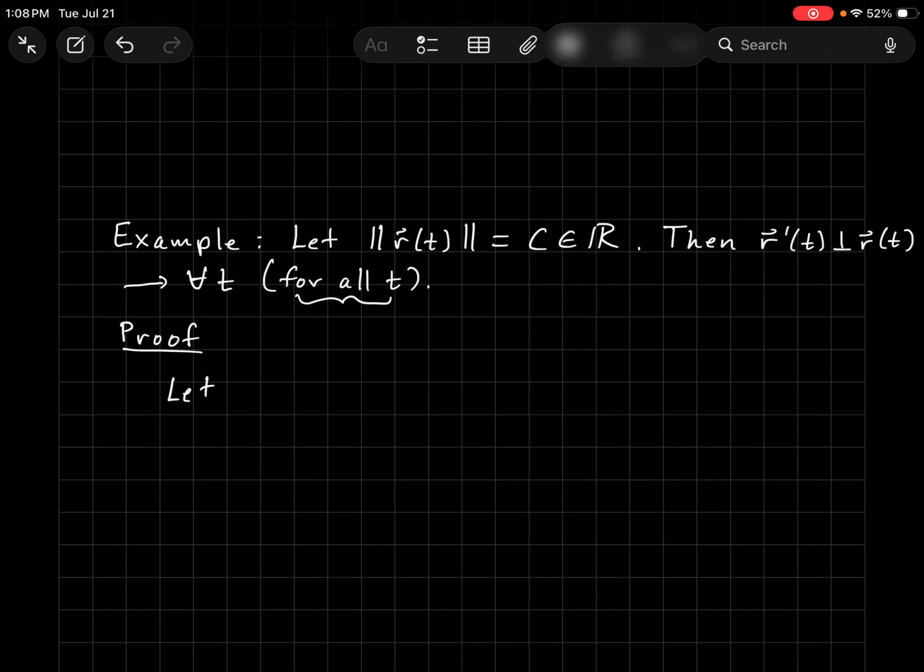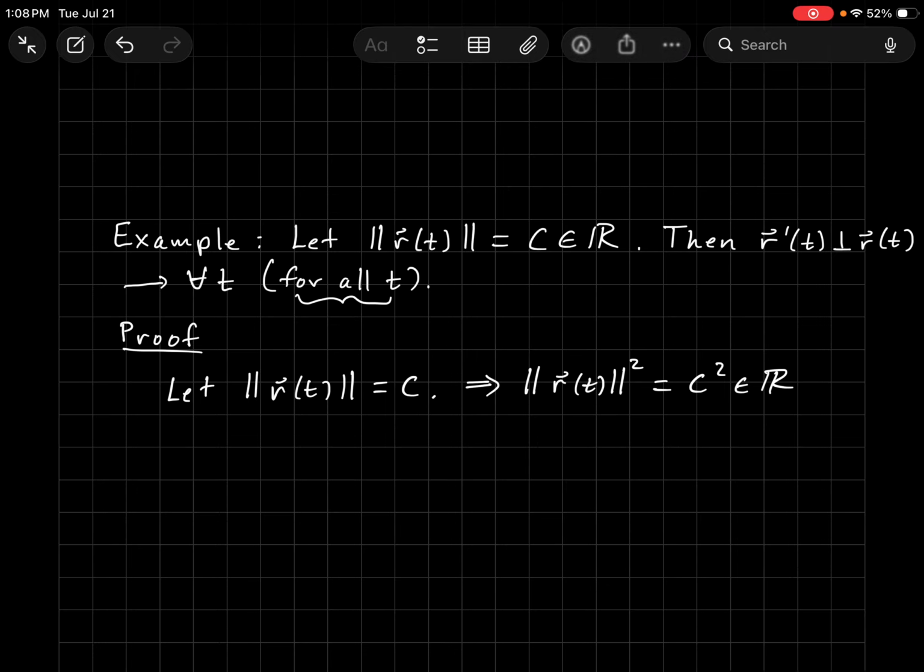So here's our proof. Suppose that the magnitude of r is a constant. One thing you'll see in a whole lot of proofs when you're doing vectors and magnitudes is that one of the first steps we do, especially if I have the magnitude of a vector, is square it, which means we need to square the other side. So c and c squared are both real numbers.